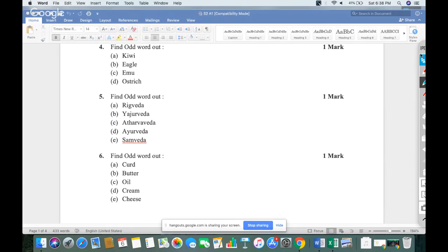Question number 5. Question 5 is very easy. Rig Veda, Yajur Veda, Atharva Veda, and Sam Veda are names of the 4 prominent Vedas of Hindu mythology. Ayurveda is not related to written scriptures. Ayurveda is practiced. So hence the answer is Ayurveda over here. Curd, butter, cream, cheese, all are dairy products. Oil is not a dairy product, hence the answer is oil. So question number 6, the answer is oil.